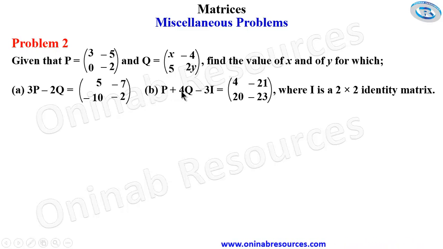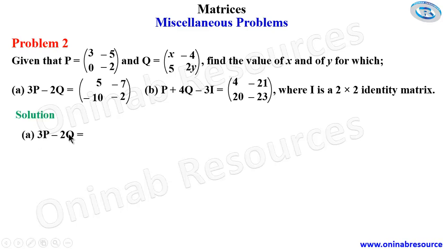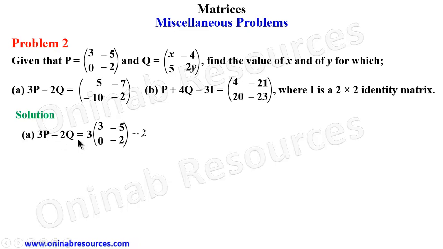B, P plus 4Q minus 3I equals [4, -21; 20, -23], where I is a 2 by 2 identity matrix. So from our solution, we are starting from A, 3P minus 2Q. We have our 3, then we bring in P, then minus 2, we bring in Q.